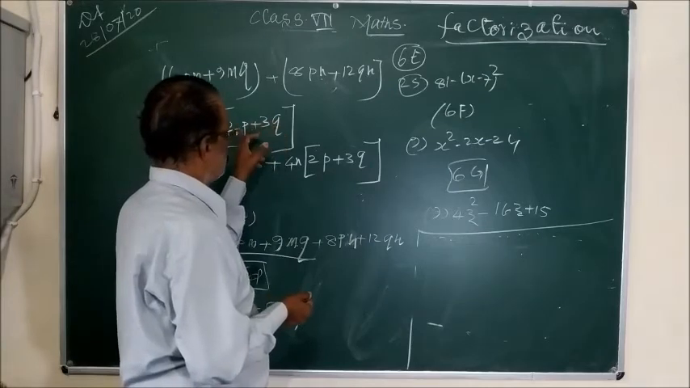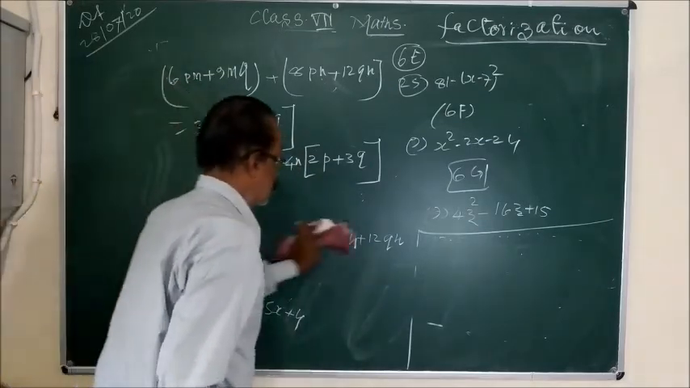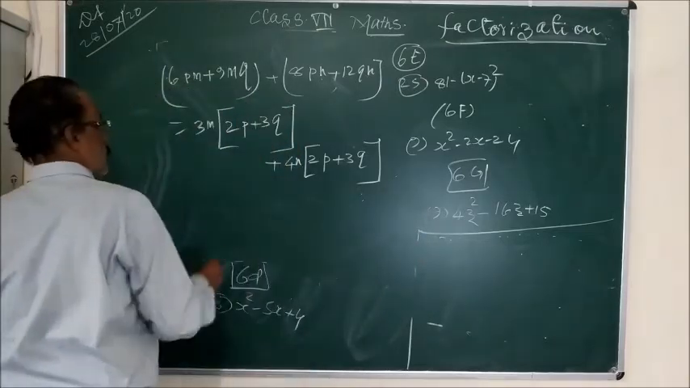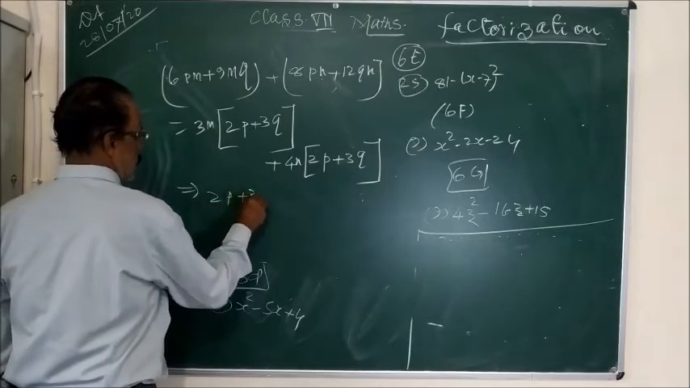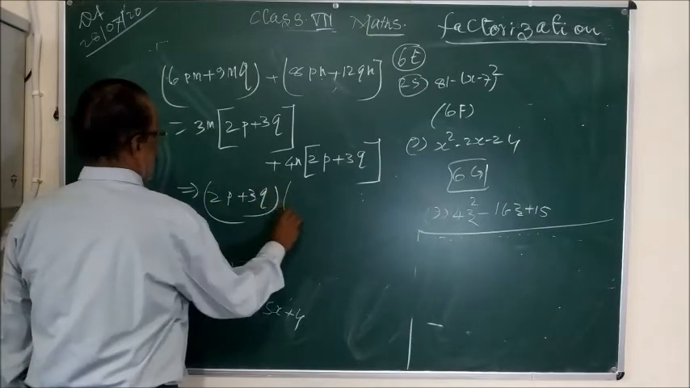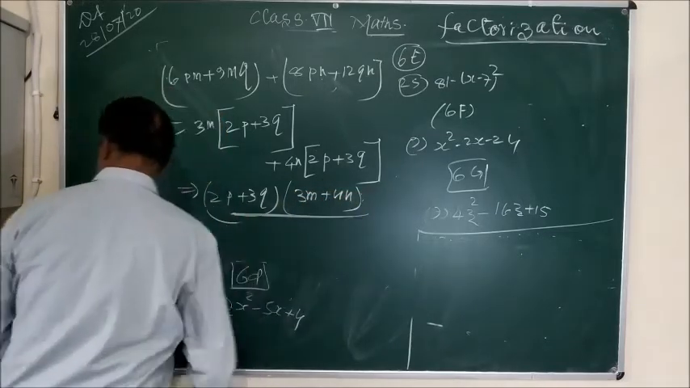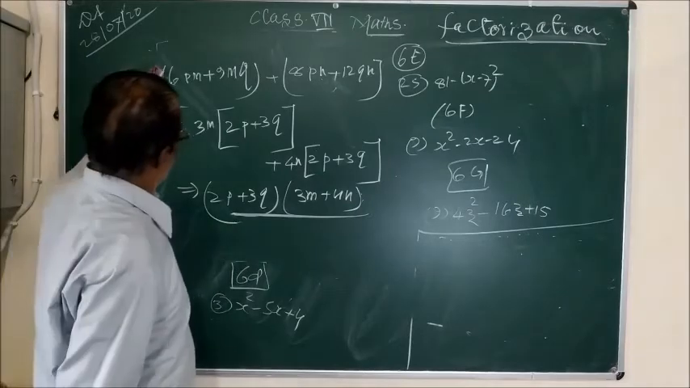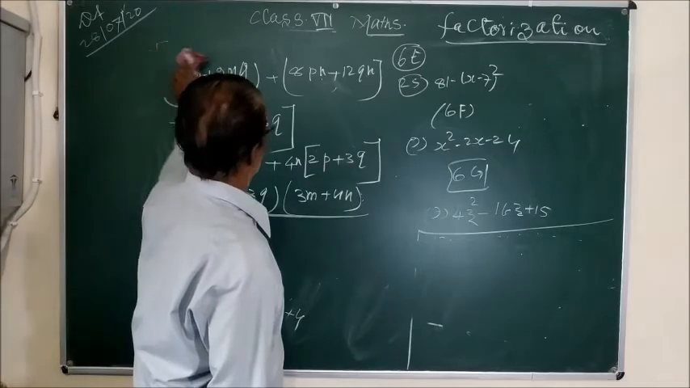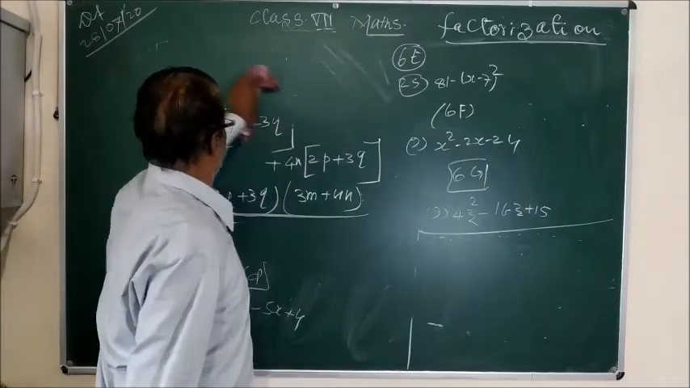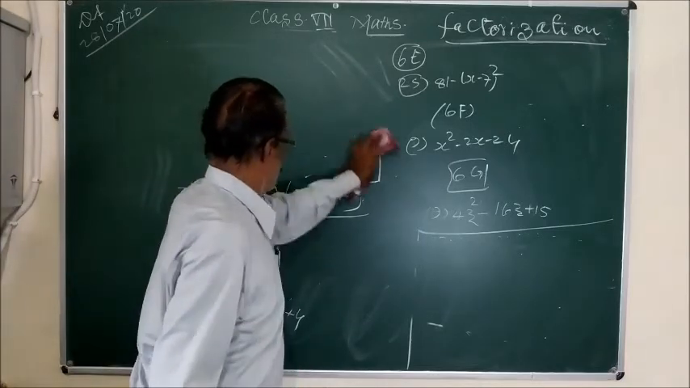Because if the same term is here, then you can take the common. Otherwise, you cannot take the common. So this is given according to that question. So 2P plus 3Q, and in the other bracket 3M plus 4. These are the factorization. तो मैंने कहा था कि factorization different methods. It depends upon the question, how the question is, and a suitable method, suitable identity formula is used.